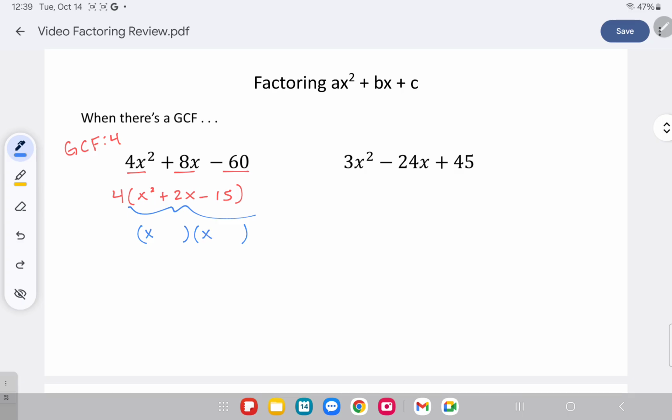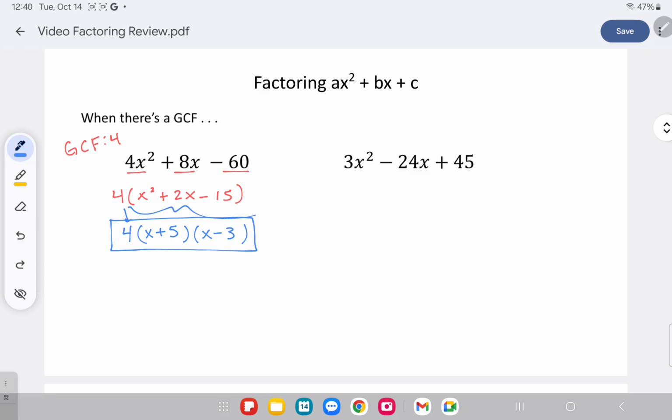X times x is x squared. We're looking for 2 numbers that multiply to negative 15, so we know one's positive and one's negative, and add to 2. That needs to be a positive 5 and a negative 3. In our final answer, we do need to include that GCF of 4. The factored form, if you were to distribute it all out, should give you what you started with. So we need that 4 in front.